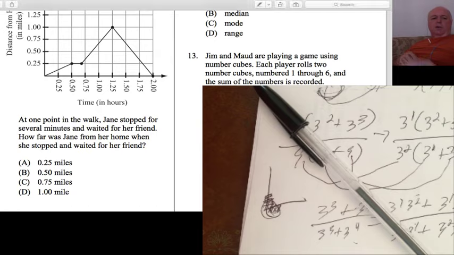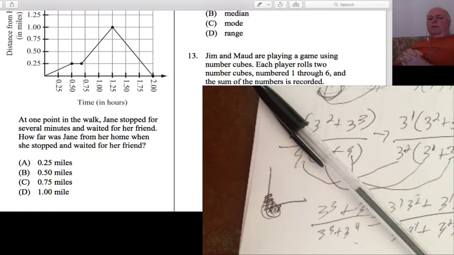All right, so what does it say? It says, at one point in the walk, Jane stopped for several minutes and waited for her friend. How far was Jane from her home when she stopped and waited for her friend? So let's follow the line. So from 0 to 0.5, it seems she's consistently walking somewhere. And she's getting further and further from her home at a constant rate, because we go over 2 and up 1.